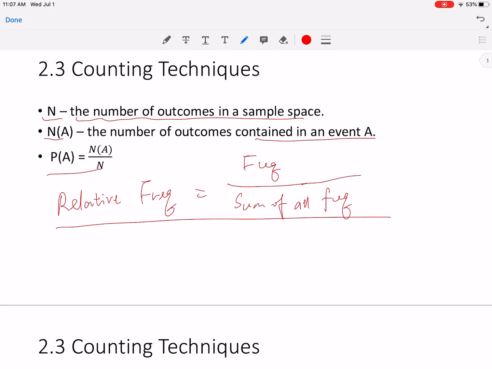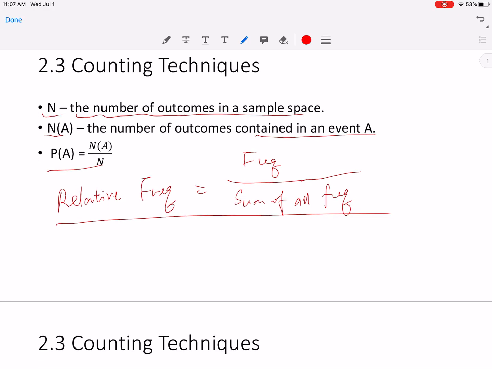So in other words, if we want to find out the probability of event A, we just need, first of all, to find out the number of outcomes in the sample space, and then find out the number of outcomes contained in event A. So that's pretty much the idea of calculating the probability over here.